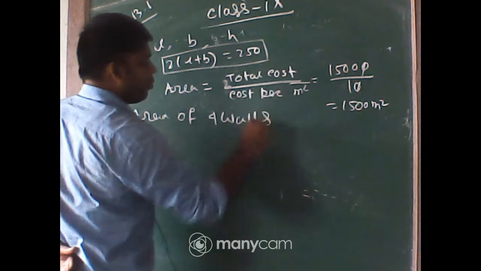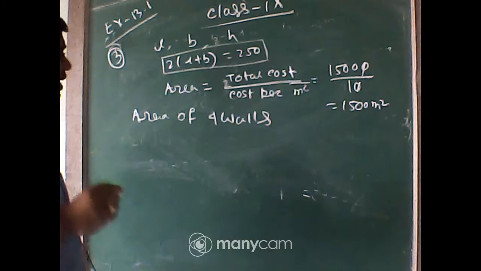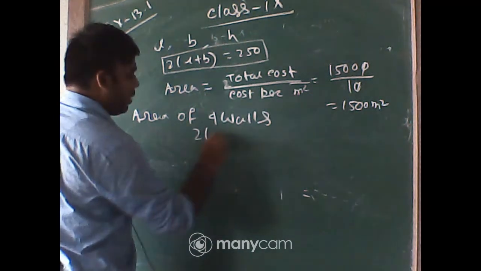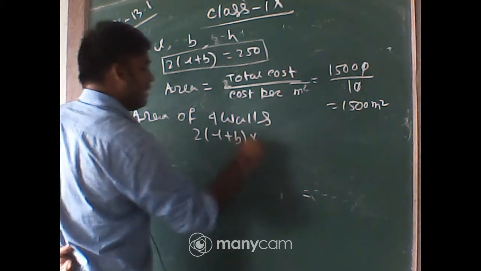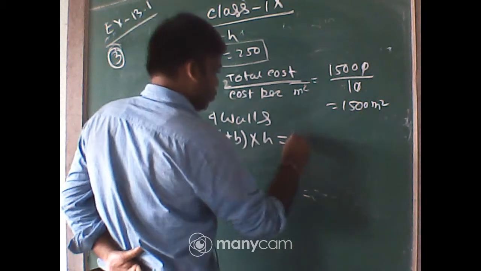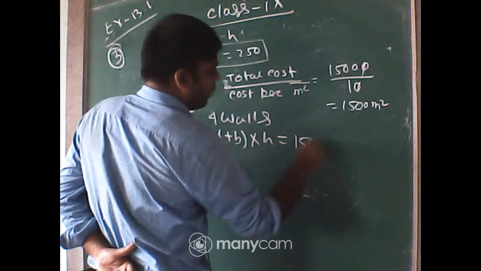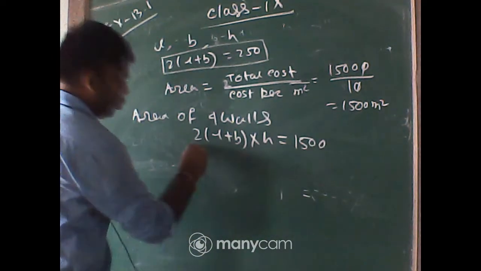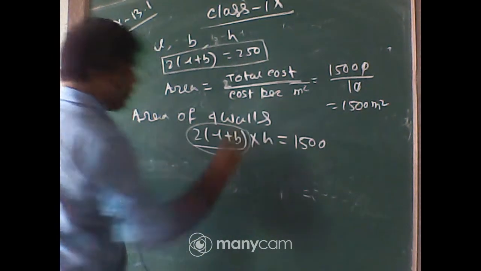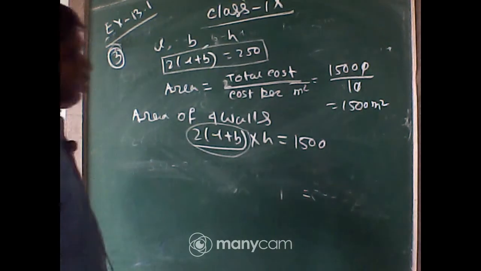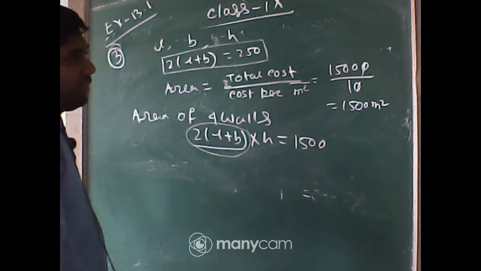By using the area formula, what is the area of the 4 walls? That is 2 into (L plus B) into H equal to 1500. We have already derived it. Now, what is the value of 2 into (L plus B)? Tell me quickly.